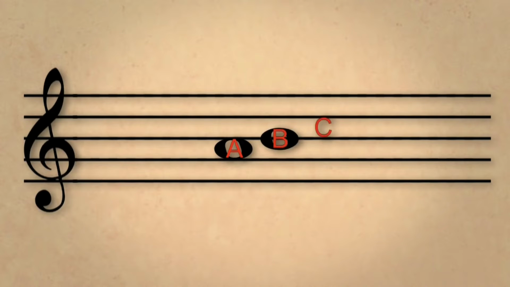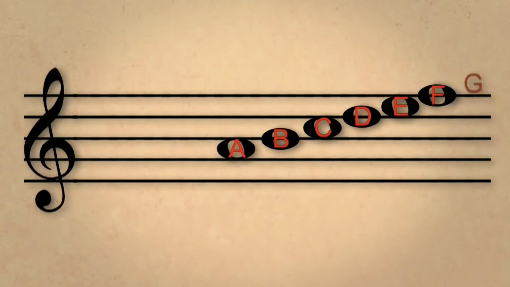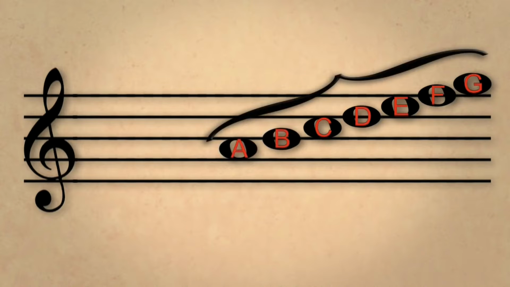Then the 3rd space is C, the 4th line is D, the 4th space E, the 5th line F, and above the staff, a G. Now we can see the succession of notes from A to G on the treble clef staff.